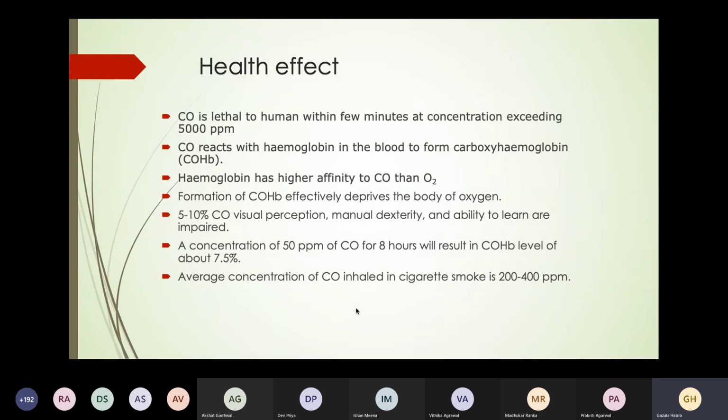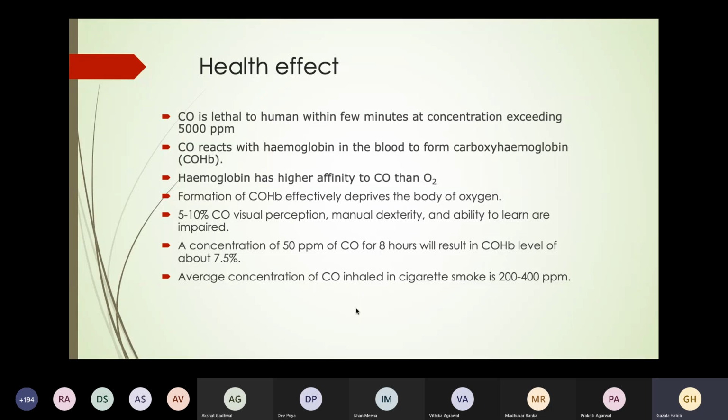CO reacts with hemoglobin in the blood to form carboxyhemoglobin, COHb. Therefore, it actually removes the oxygen. It has more affinity with hemoglobin than oxygen, and it dissociates the oxygen from the blood, and because of the lack of oxygen in the blood the person can die. Formation of COHb effectively deprives the body of oxygen.